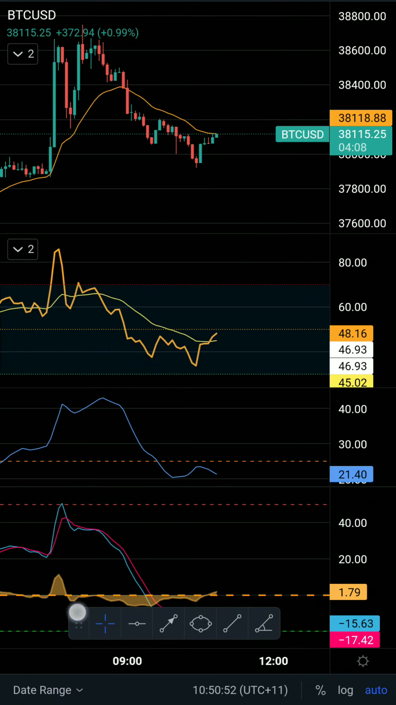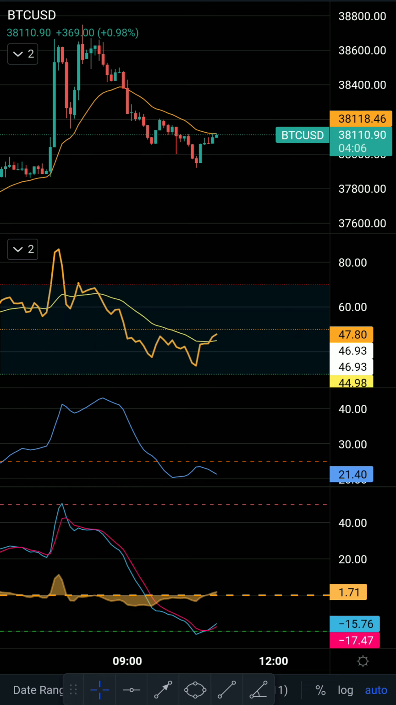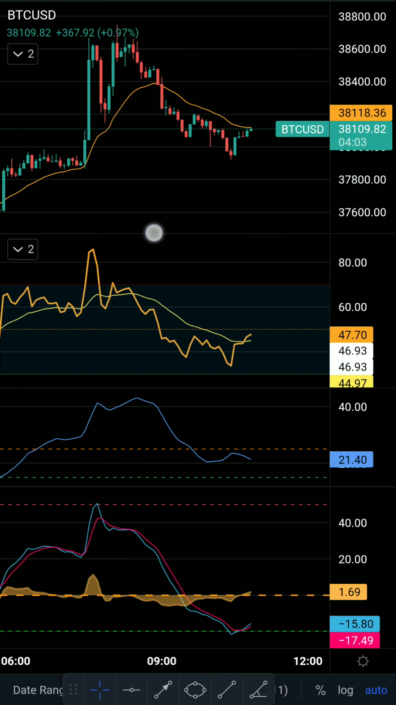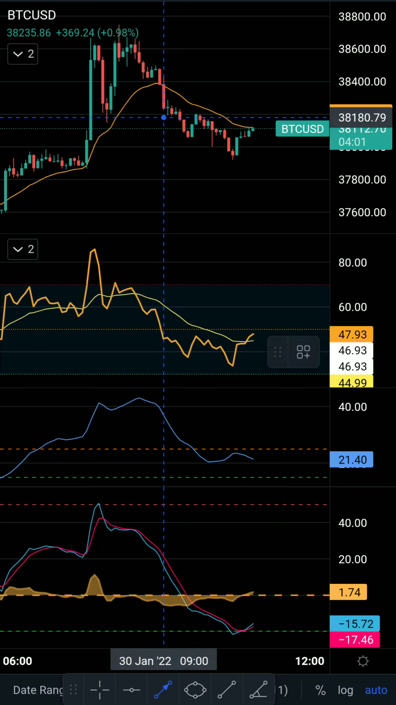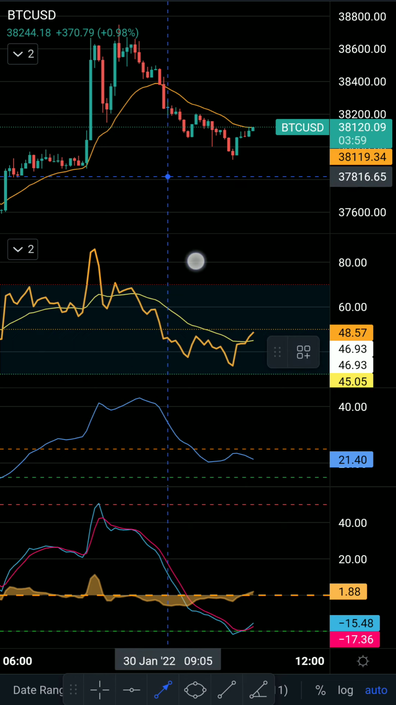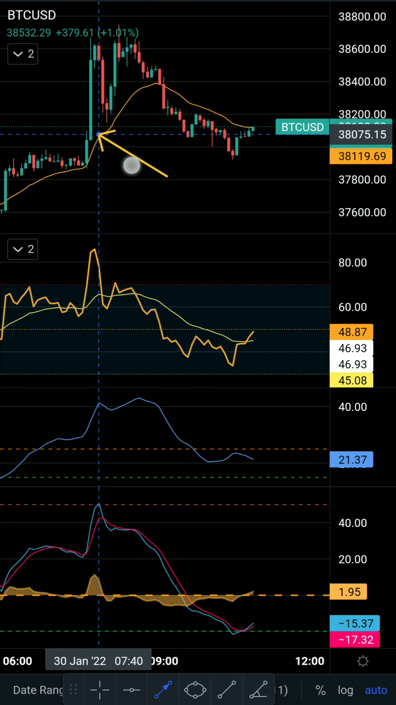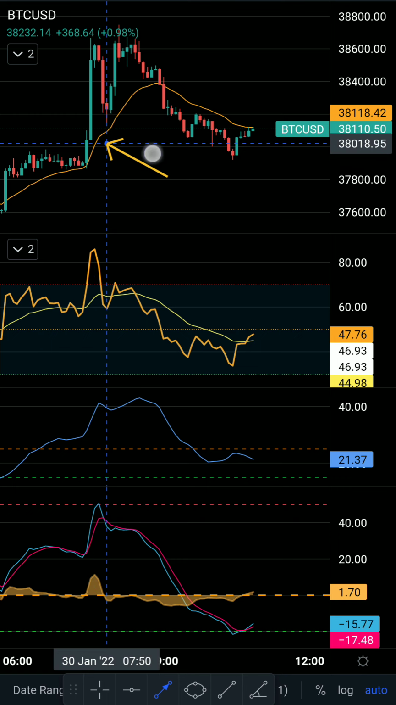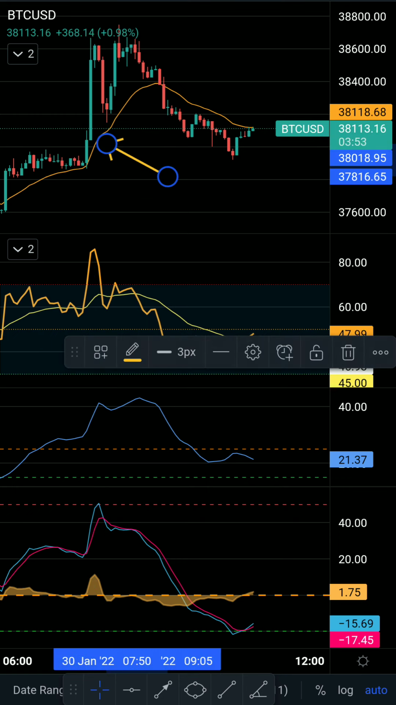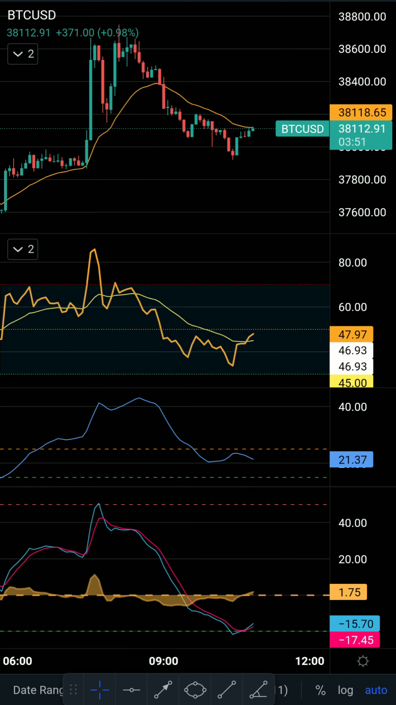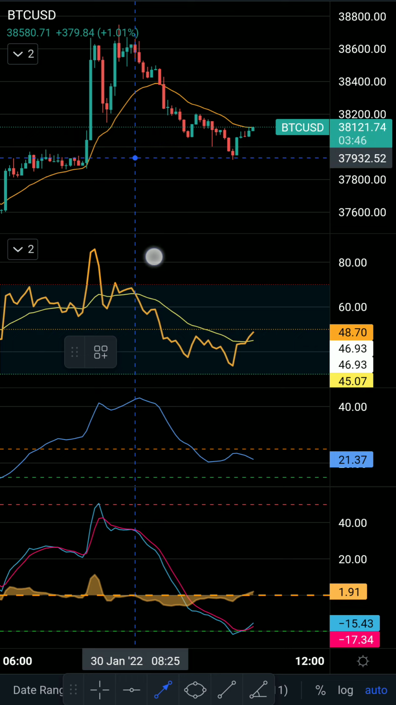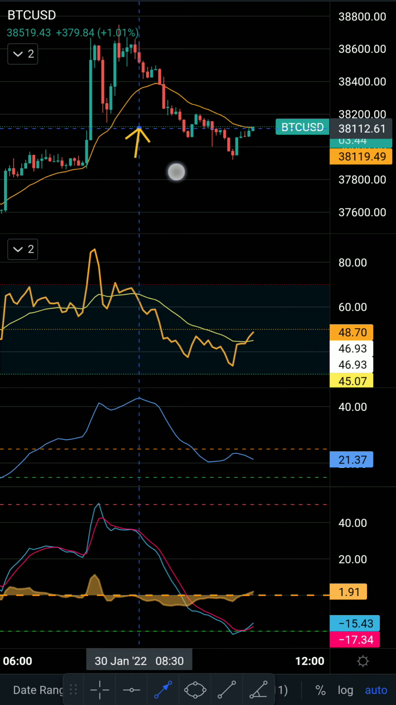Okay, let's have a look. The basic strategy is we have a 20 EMA, which is this orange line. We have crosses and triggers for that, and we are in short mode at the moment.